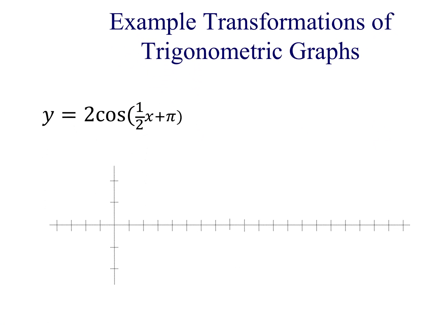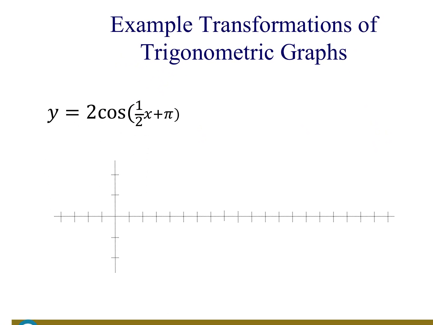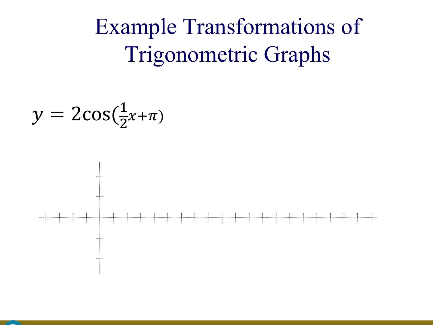Okay, here's another one. Let's try a cosine this time. So first thing I would recommend is that you factor your cosine. So we'll have 2 cosine, and then we'll factor out the 1/2. That's going to leave me with x plus 2 pi. How can you check your factoring work? Redistribute it and just see if you end up with what you started with.